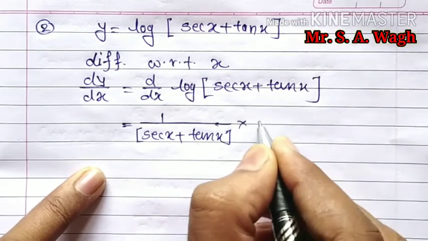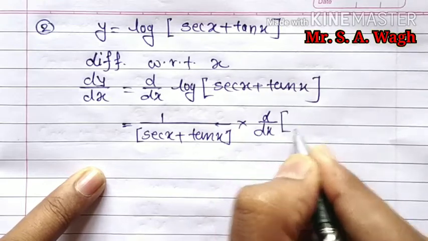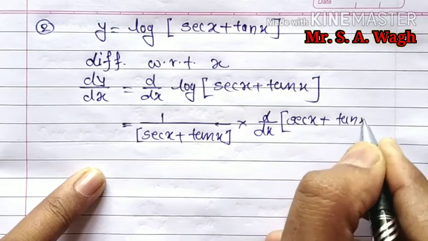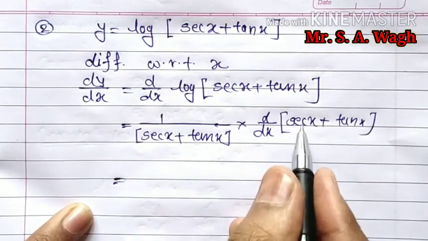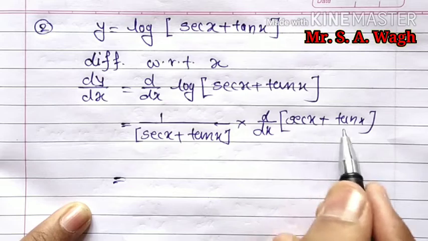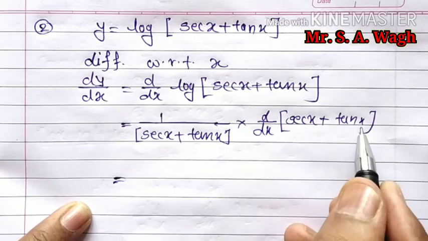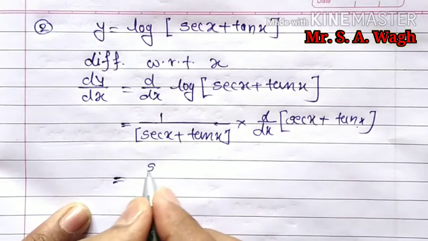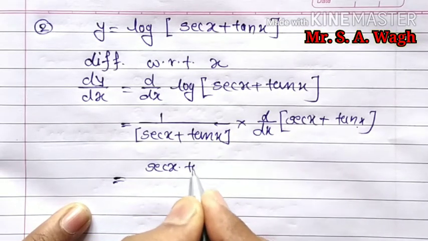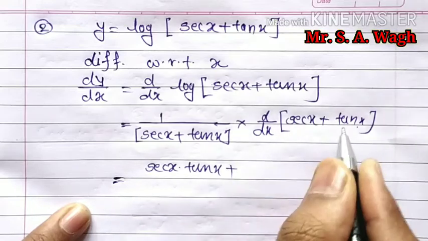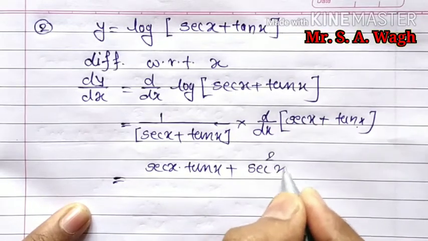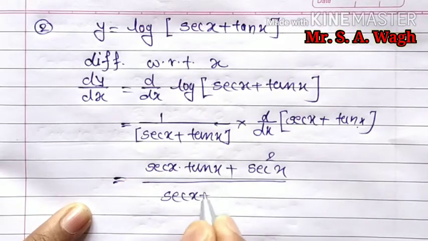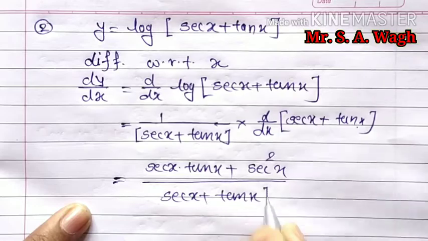And again, into this we differentiate sec x plus tan x. This is in u plus v form. So the derivative of sec is sec x into tan x, plus the derivative of tan, which is sec square x, and divided by the bracket as it is, sec x plus tan x.